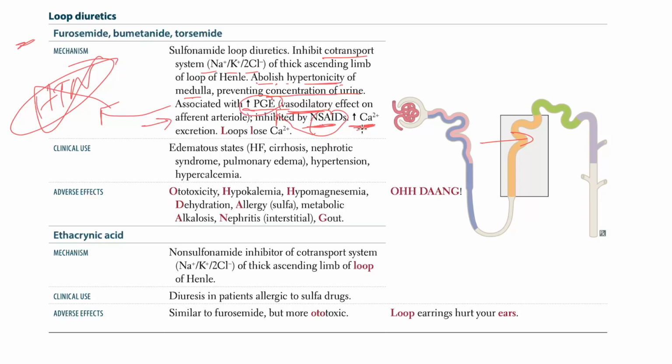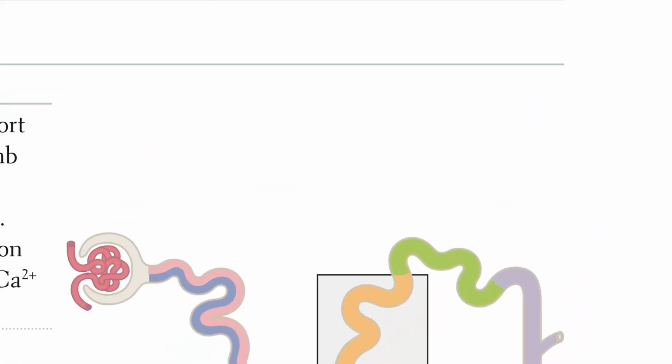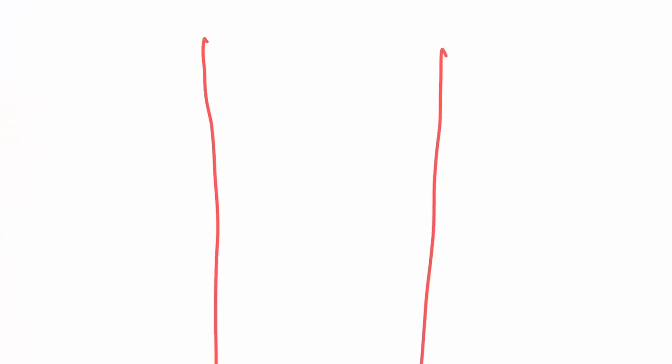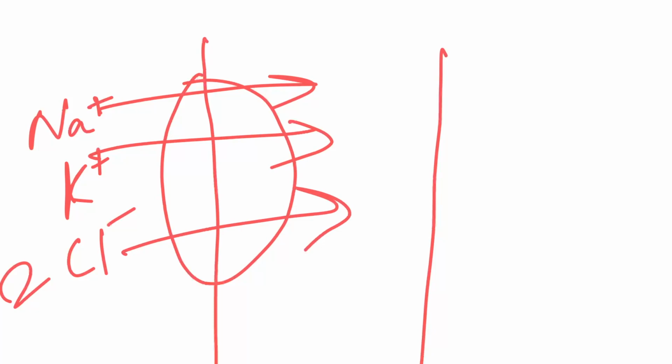Also, it causes an increase in calcium excretion. Loops lose calcium. How does it do that? For that, we have to look at it, so let's just draw it. Let me draw it here in an open area. We have a loop diuretic that is here. We have the sodium, potassium, and 2-chloride co-transport, meaning all of them are going in co-transport.